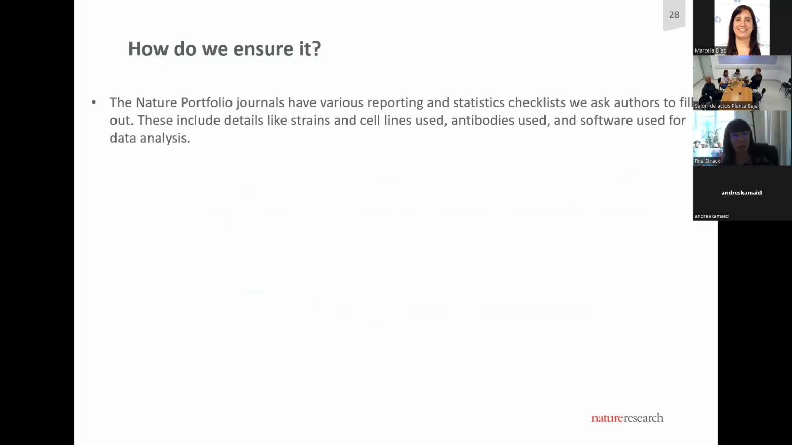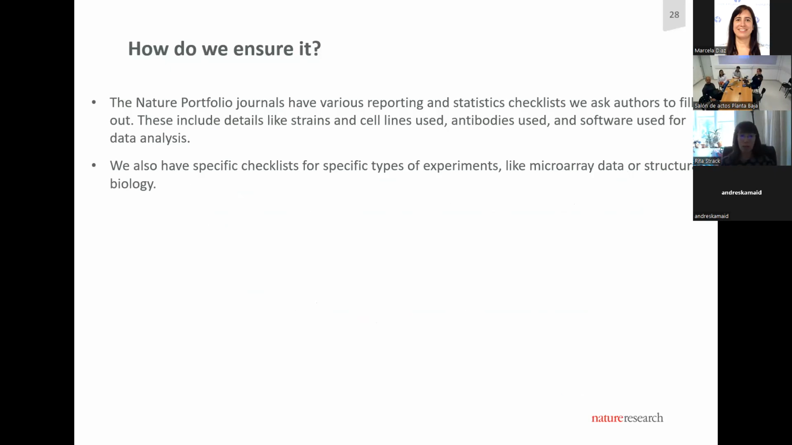If you've published with the Nature Family Journal, you've seen that we have various reporting and statistics checklists we ask authors to fill out. These include a lot of what would typically be considered metadata, like cell lines used, antibodies used with model and catalog numbers, and to list the software used for data analysis. We also have specific checklists for certain types of experiments, like if you're using microarray data. If you're doing structural biology, we have a crystallography table, a cryo-EM table, and an NMR table. We don't have one for microscopy yet, but I think moving forward, that's something we will have.